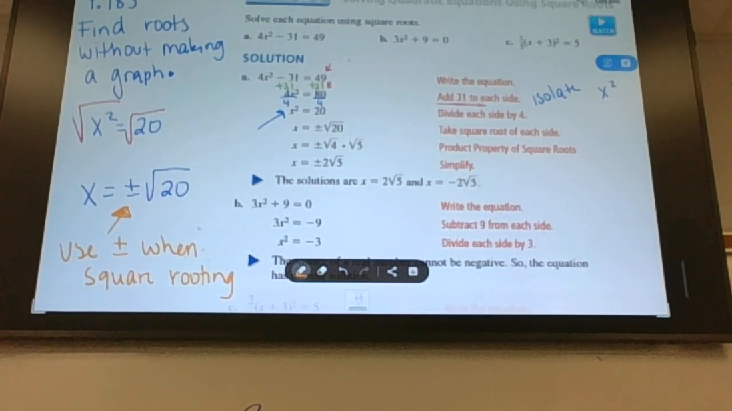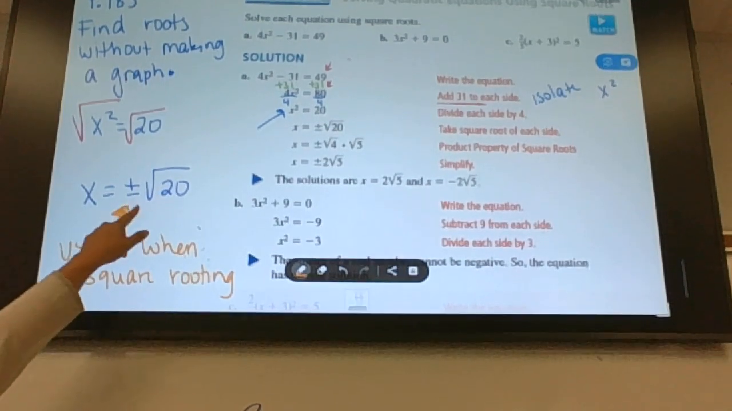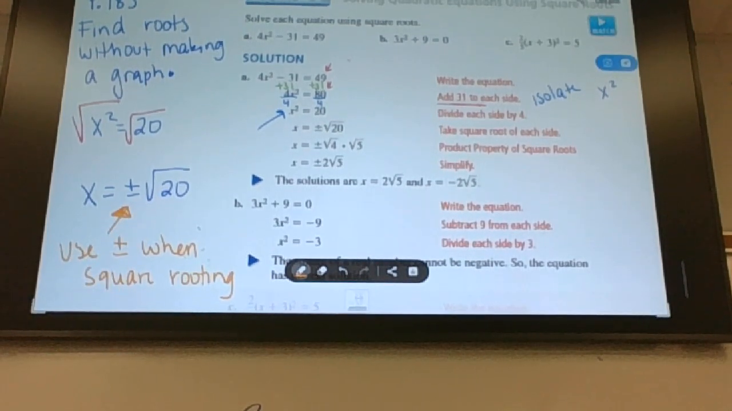So when you square root, you have to acknowledge that there's two things that could have happened, and you acknowledge that with a plus or minus sign. Okay? So if you don't use the plus or minus, you're showing half the answer. So you get 50% credit.